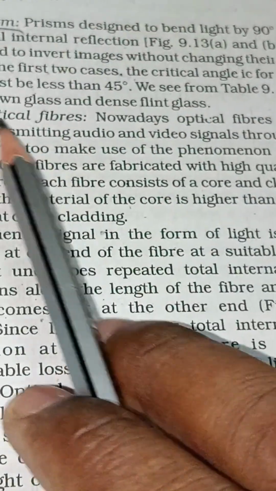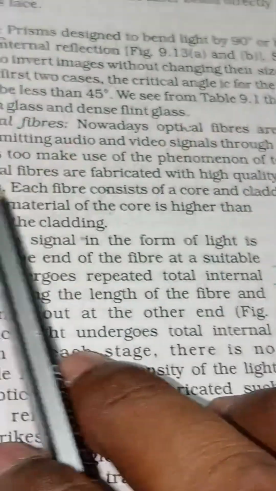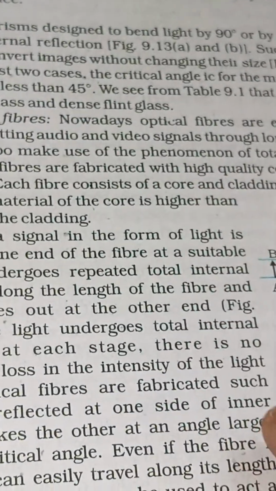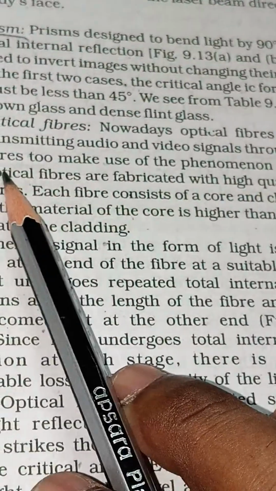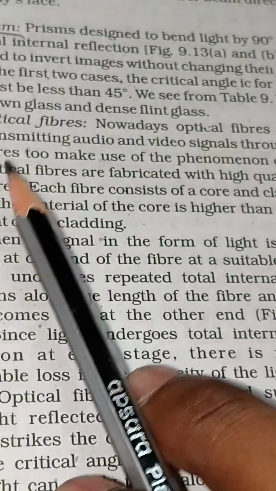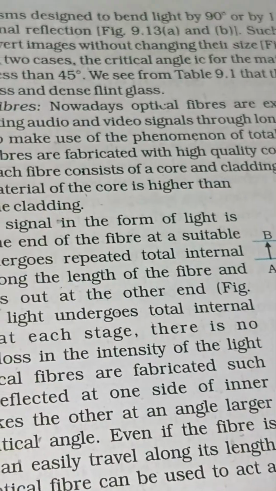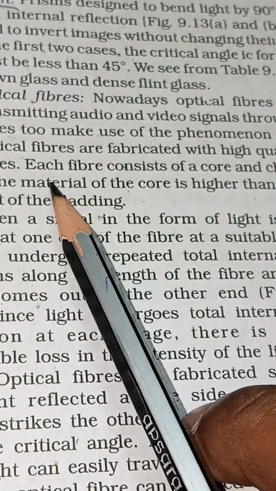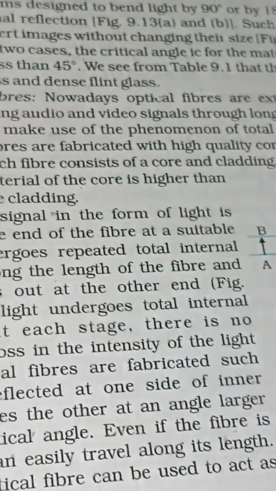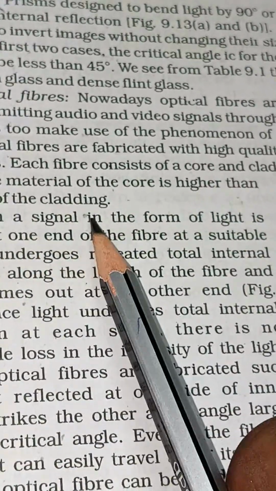The second topic is optical fibers. Nowadays, optical fibers are extensively used for transmitting audio and video signals over long distances. Optical fibers make use of the phenomenon of total internal reflection. They are fabricated with high quality composite glass quartz fibers. Each fiber consists of a core and cladding. The refractive index of the material of the core is higher than that of the cladding.